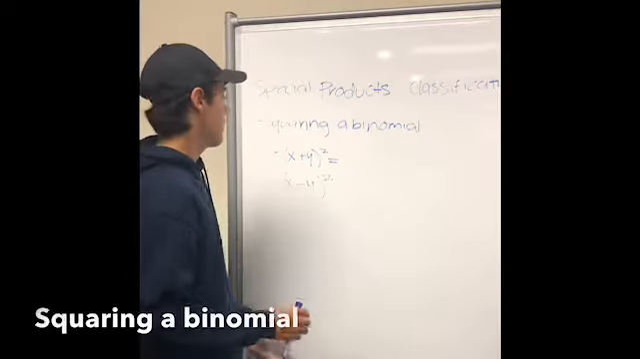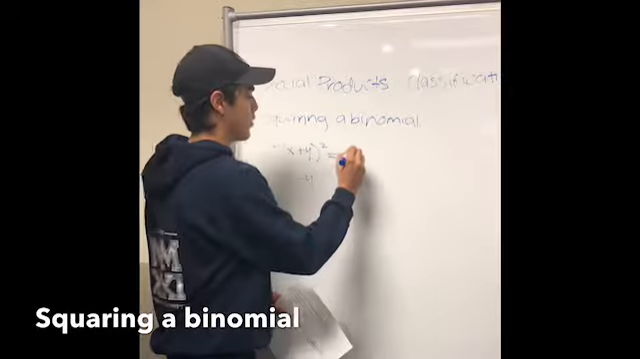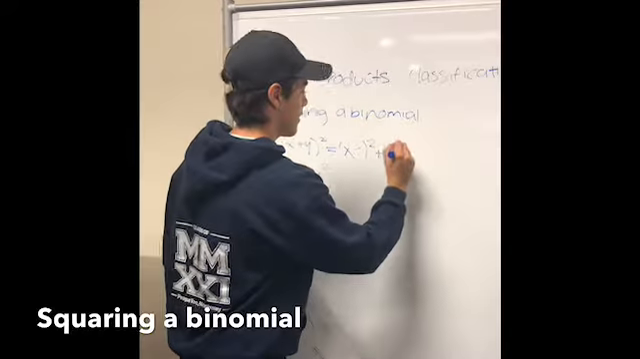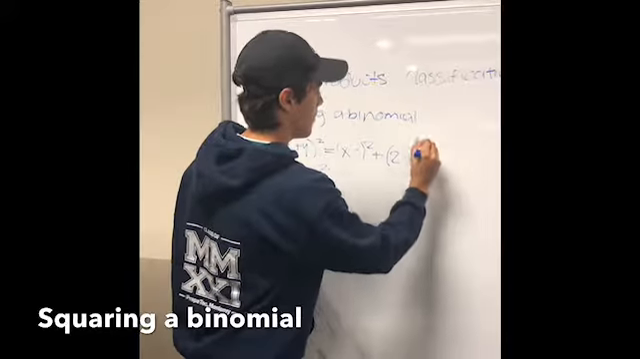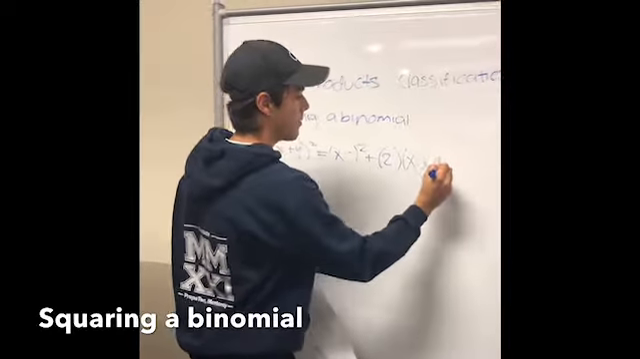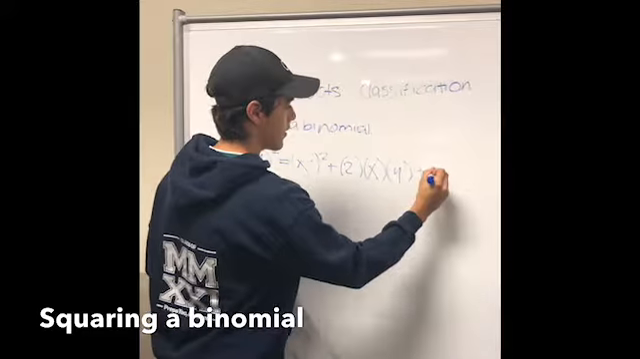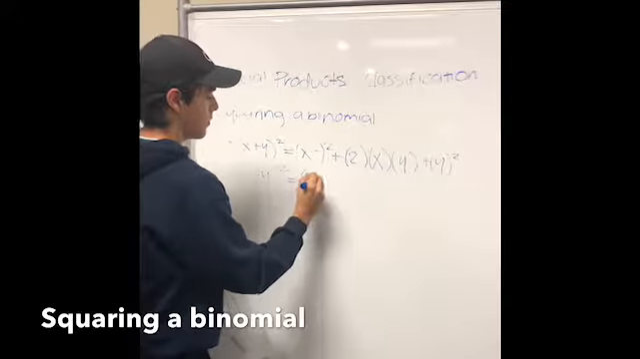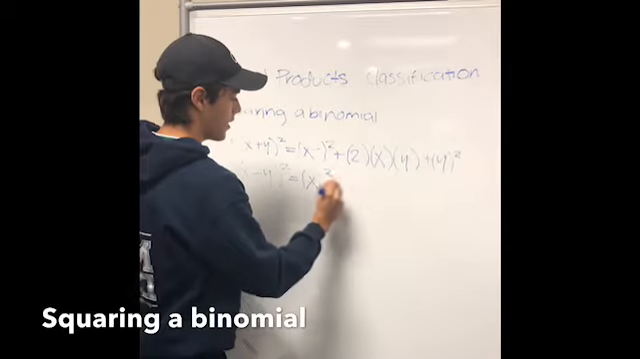Squaring a binomial: first, you have to square the first term, and then 2 times the first term times the second term, plus the second term squared. And it's the same for this one, but with a negative sign.